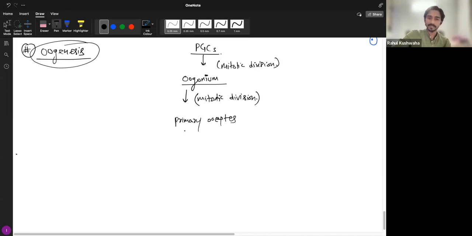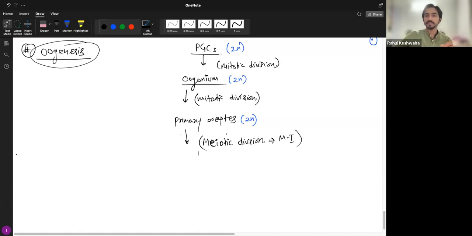Now these primary oocytes for the first time undergo meiosis, right? Remember, primary spermatocytes were the first cell to undergo meiosis. So also let's keep writing there. PGCs are diploid 2N, oogonium are diploid 2N, primary spermatocytes are again diploid 2N. And for the first time, they will show meiotic division, meiosis. But they will only show M1, meiotic division 1, and that also not complete. Remember prophase, metaphase, anaphase, telophase of the M phase of meiosis, class 10th cell cycle chapter.